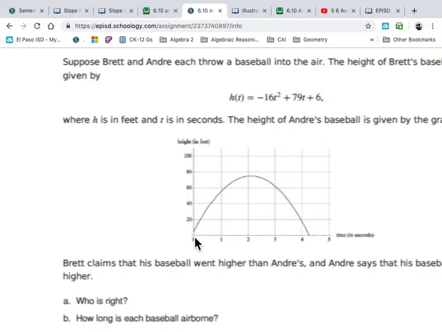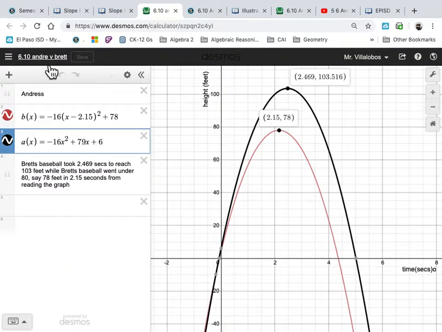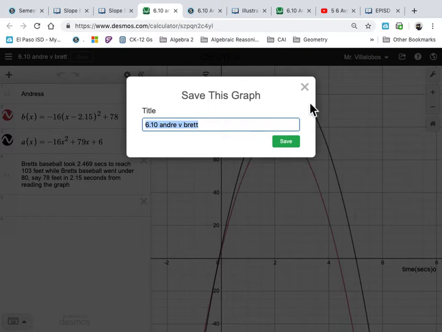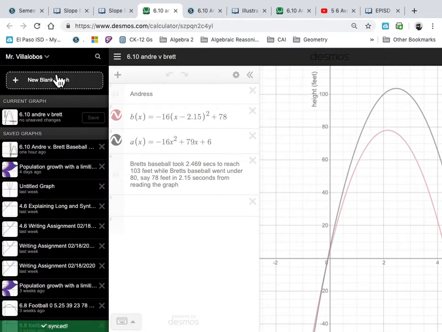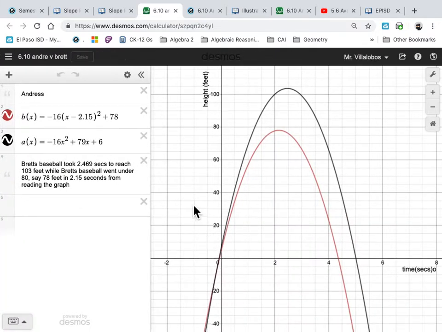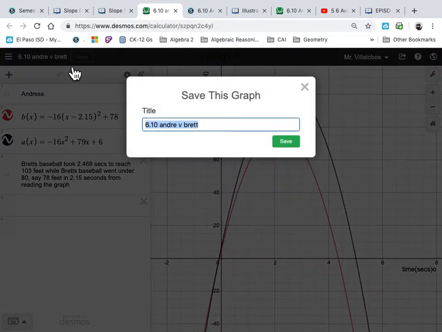So let's take a look at where we think this should be. So let's go here, and here's a previous one. That's the one I came up with. And I guess here it is. It's already done. This is 6.10, Andre versus Brett. Baseball.